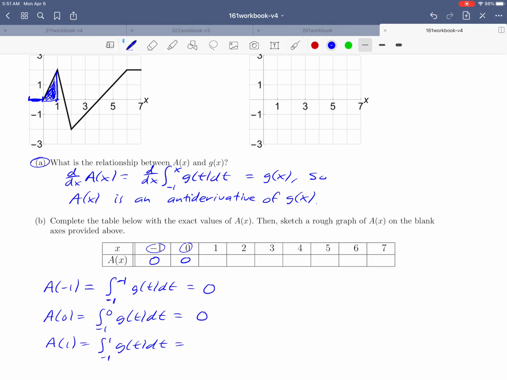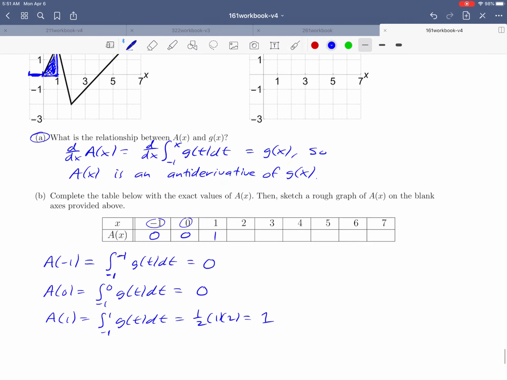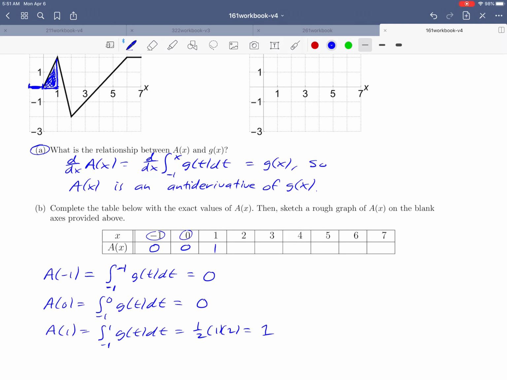We could go back to that area formula for a triangle. The base of it is 1 and the height is 2. So we'd be getting 1/2 times 1 times 2, that's one way of thinking of it. That triangle is going to have an area of 1 ultimately. Okay, so that's our output at 1. And we just keep going here. All right, so what about, I'm going to see if I can sneak in a of 2 before we scroll up here.